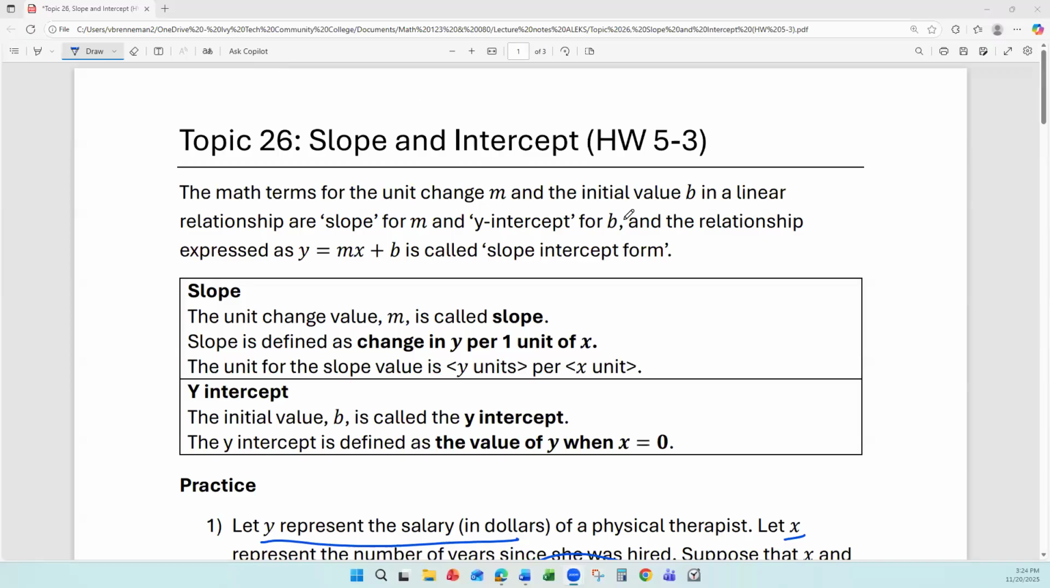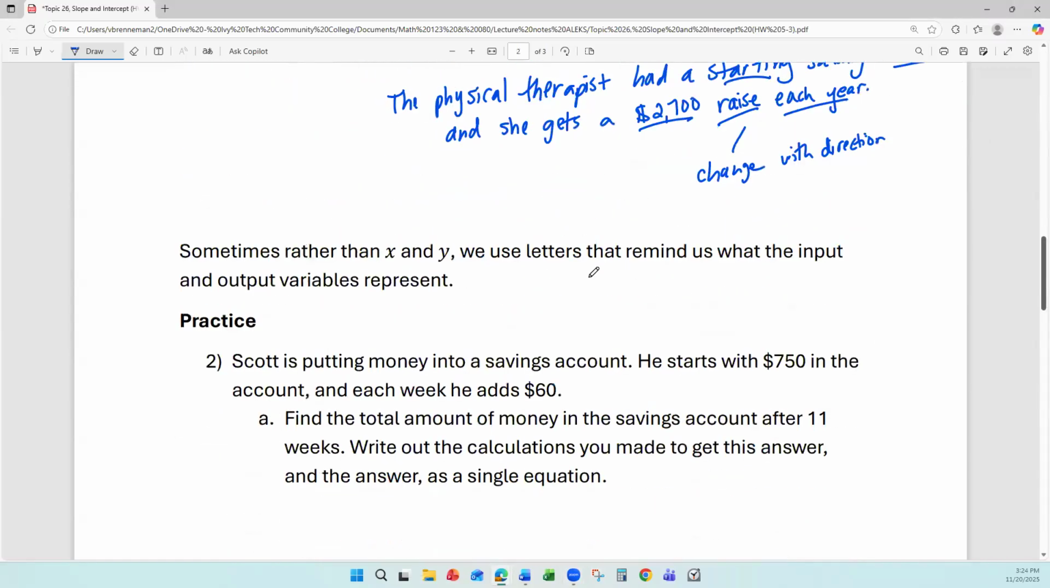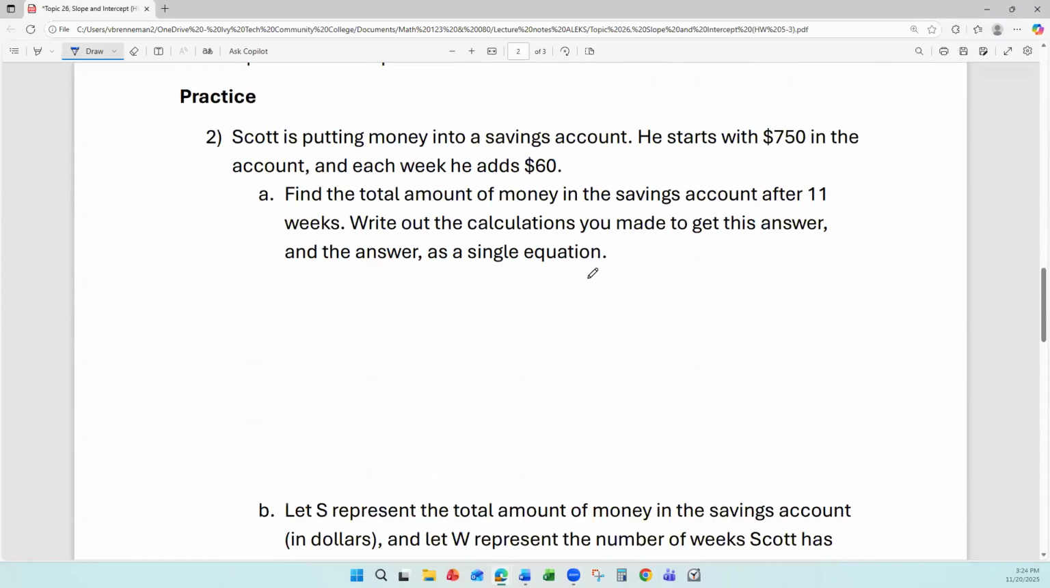This video is over topic 26, numbers 2 and 3. So jumping ahead to those. Scott is putting money into a savings account. He starts with $750 in the account. Each week he adds $60. So I'm going to find the total amount of money in the savings account after 11 weeks.